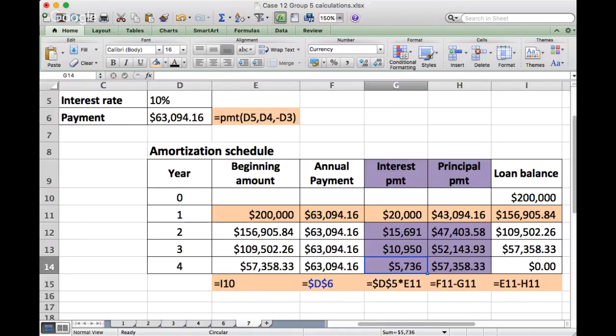So the question asks, what amount of interest and principal will be repaid at the end of each year of the loan? Well, here I see at the end of year 1, I'm paying $20,000 in interest, 43,000 something in principal. At the end of year 2, I'm paying 15,000 in interest, 47 in principal. So this just sets it up really nicely for you to see how much you'll pay at the end of each year of the loan.